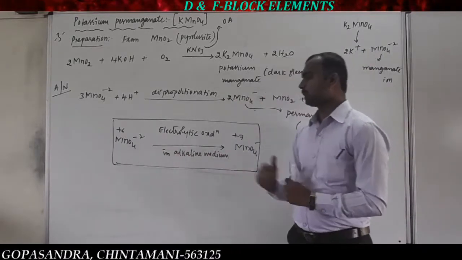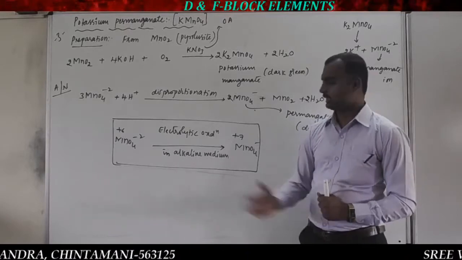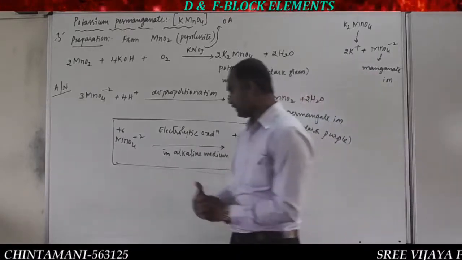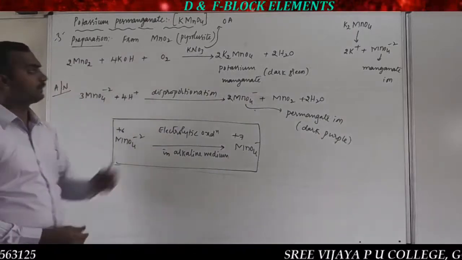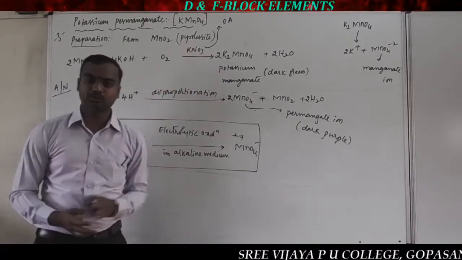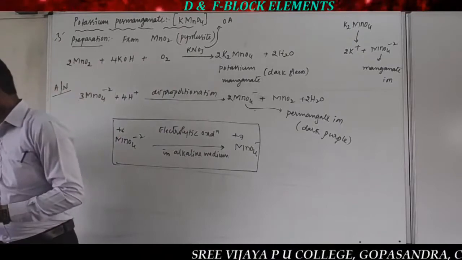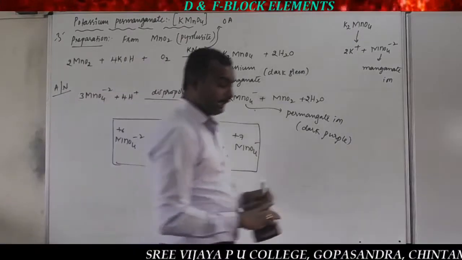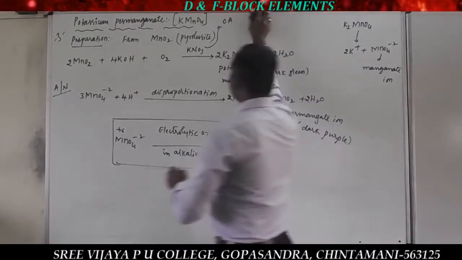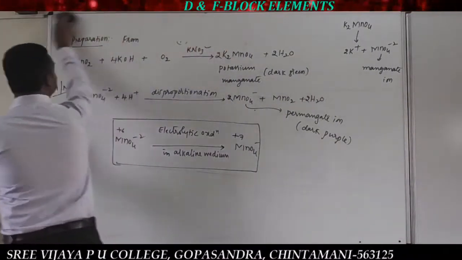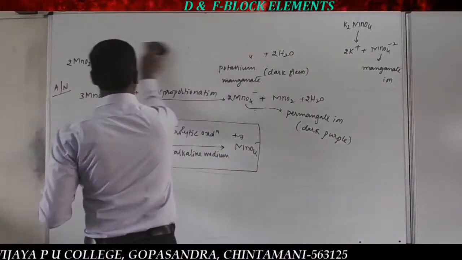So another method to convert manganate ion into permanganate ion is electrolytic oxidation in alkaline medium. That's the preparation of potassium permanganate from MnO2. MnO2 is called pyrolusite. So another important method is the laboratory method for the preparation of potassium permanganate.